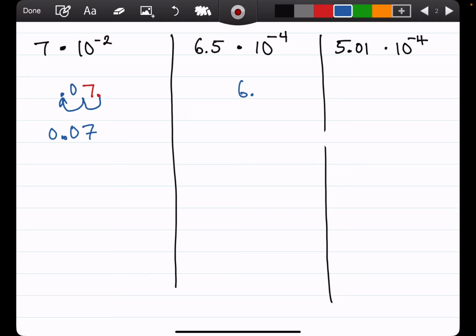The next one is 6.5. How many times do we move the decimal point? To the left side or right side? Left side. 1, 2, 3, 4. This is the new location, right? Empty space. How many empty spaces? 3, so you put 3 zeros. So point 1, 2, 3, 6, 5. And 0 in the front. The next one.